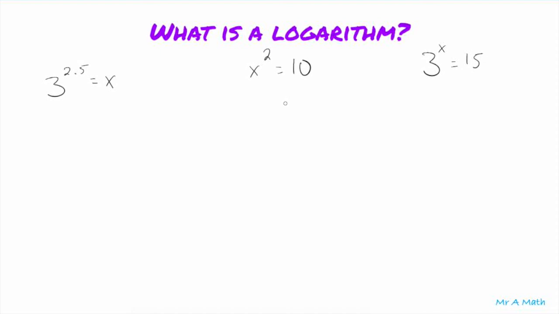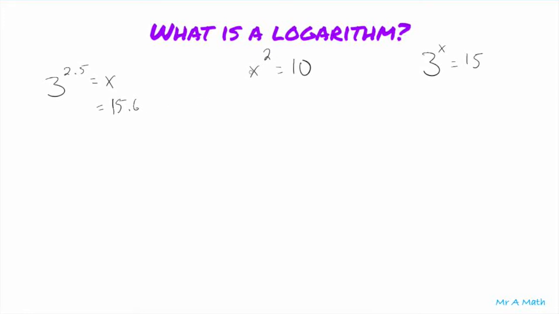So up until this point of algebra, we have been able to solve equations like this first one, 3 to the 2.5. You might not be able to do this on your own, but you do know how to use a calculator to raise 3 to the 2.5 power. And if you do that, you get roughly 15.6, somewhere around there.